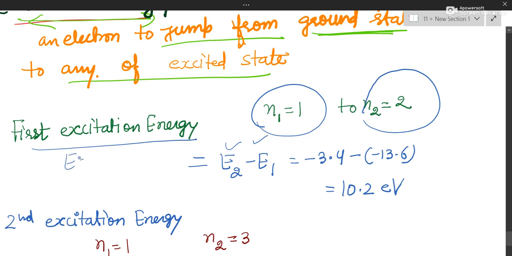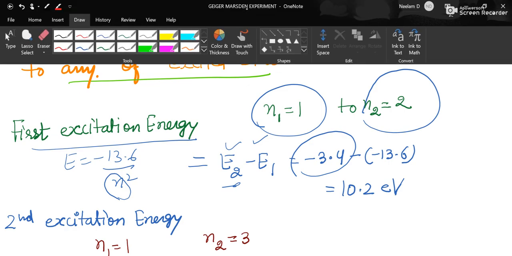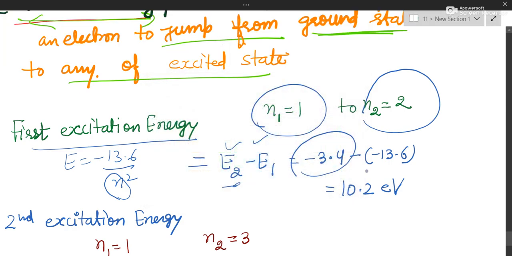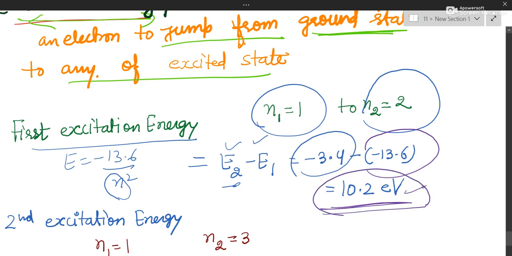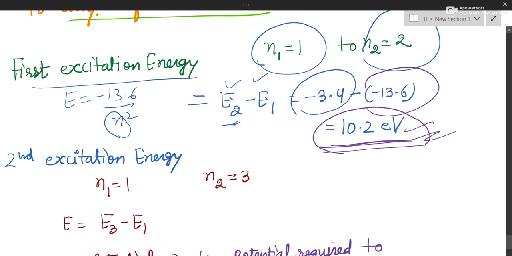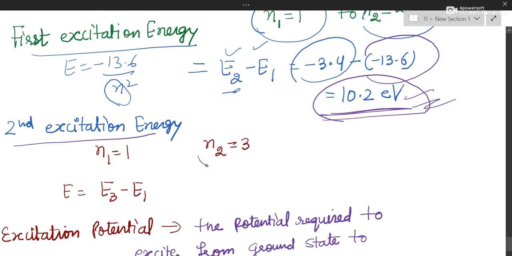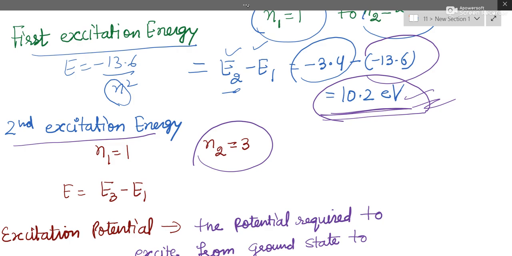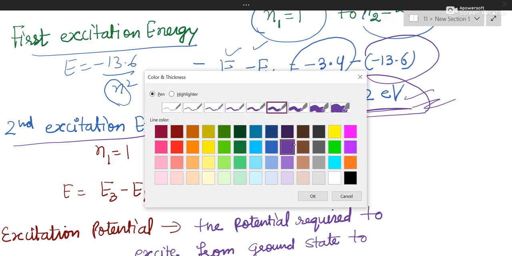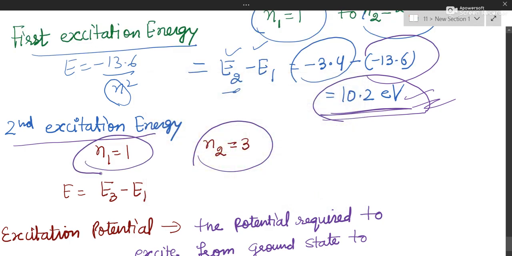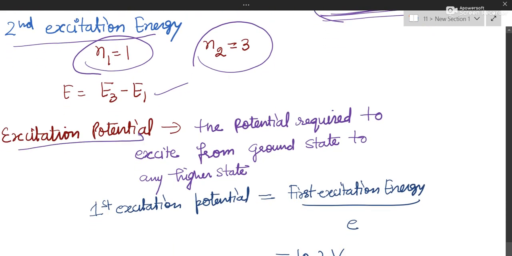We have the general formula E is equal to minus 13.6 upon n square electron volt. So put n is equal to 2 and whatever you get you write here. Similarly put n is equal to 1 and write whatever you get here. So you will get first excitation energy, but keep in mind it is coming in electron volt. Now coming to second excitation energy. Second excitation energy means you are jumping to the third from ground. Similarly you can obtain this.